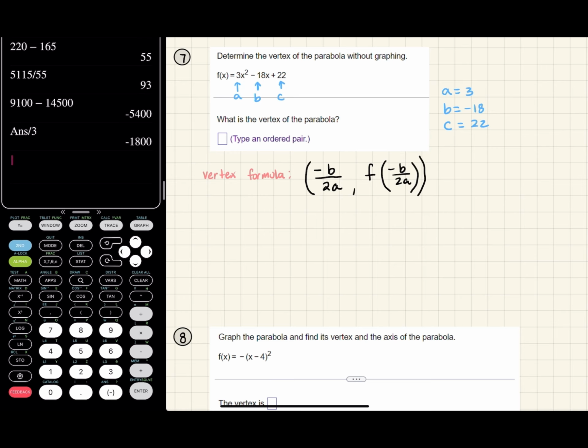Okay. Let's start plugging and chugging into the vertex formula here. The first part is -b. Well, so we have a negative, and then b is -18 over 2 times a, and a in our case is 3.